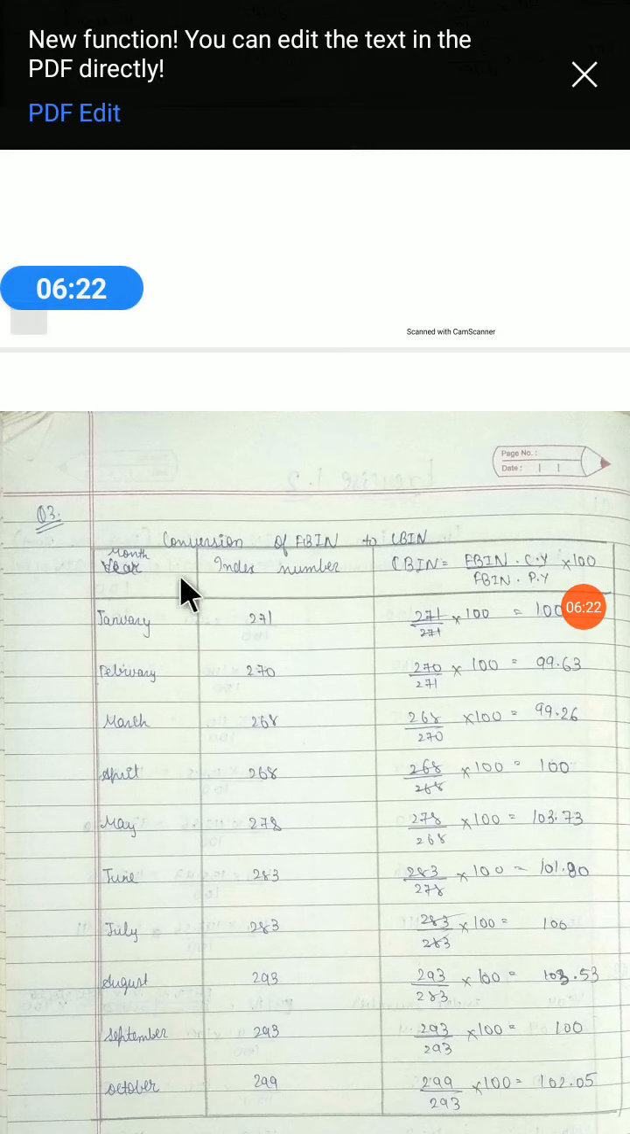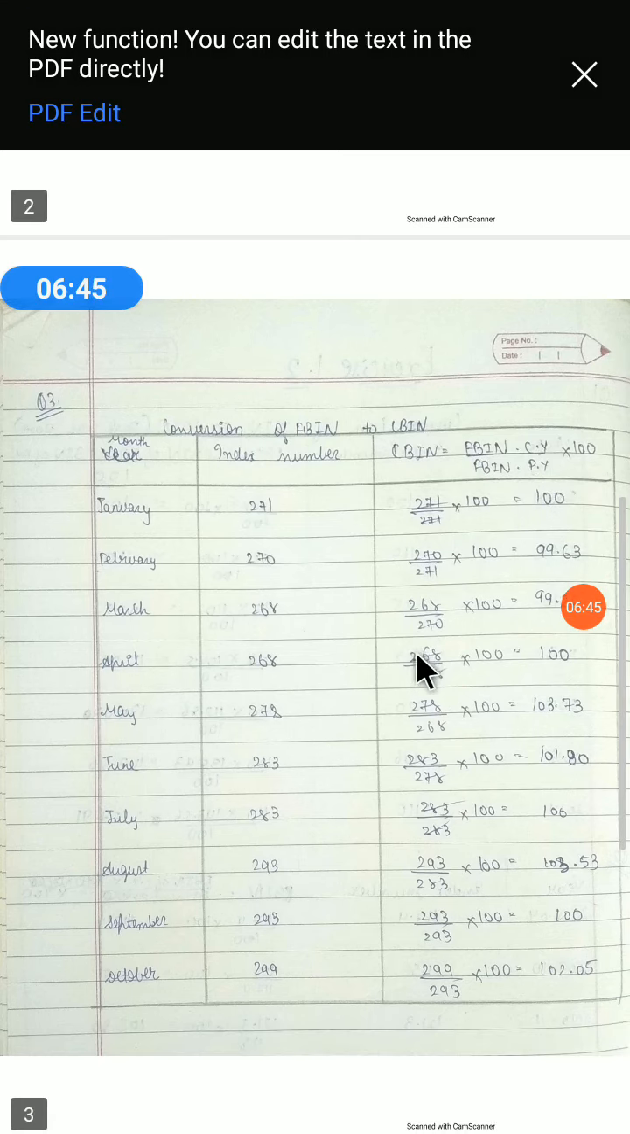See, conversion of fixed base index number to chain base index number. Compulsory you have to give this heading, this title. Okay, this is given in a question. Index number is also given. Now chain base index number is equal to fixed base index number of CY, it means current year, upon previous year into 100, right?